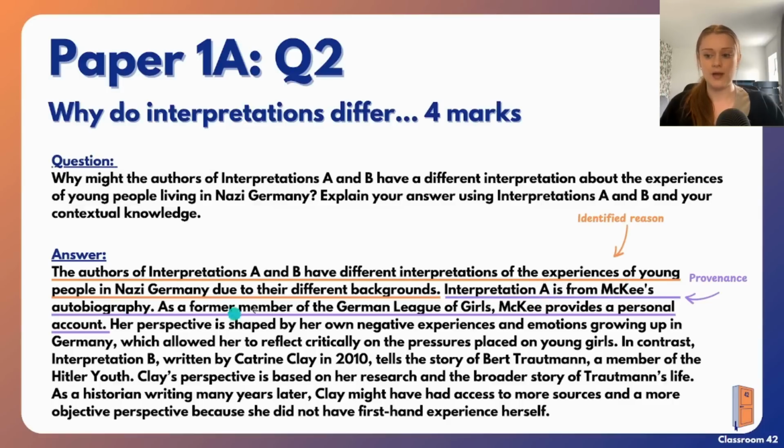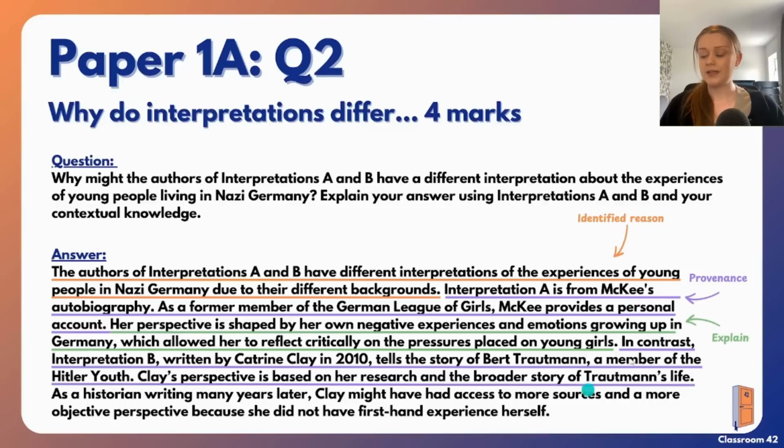As a former member of the German League of Girls, McKee provides a personal account. And then we need to explain why this might lead to differences. So her perspective is shaped by her own negative experiences and emotions growing up in Germany, which allowed her to reflect critically on the pressures placed on young girls. And then we've got to do the same for interpretation B.